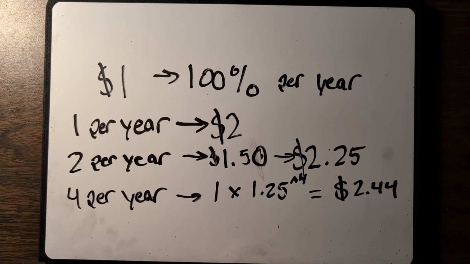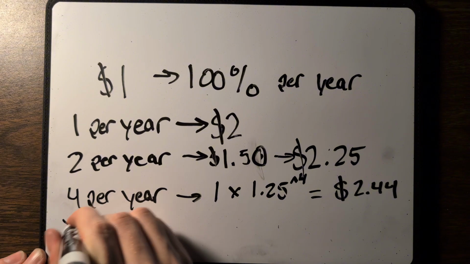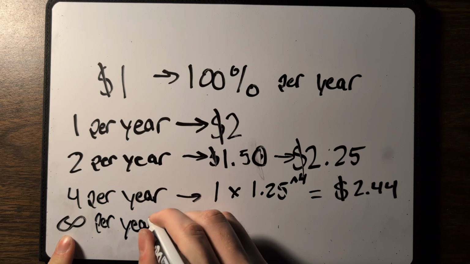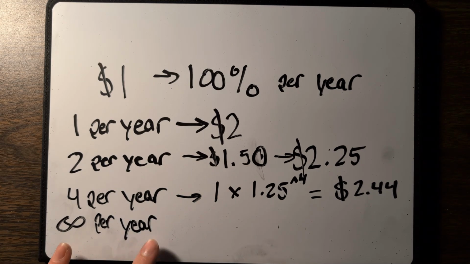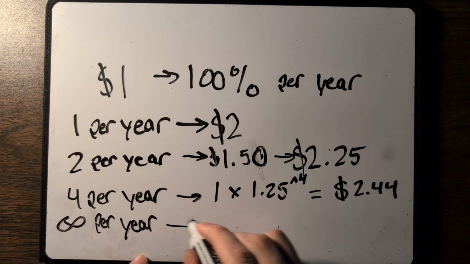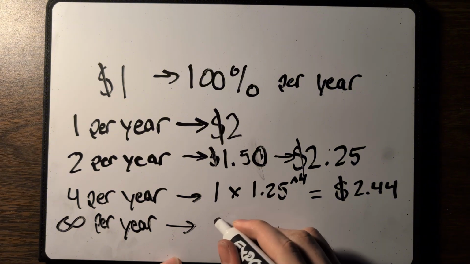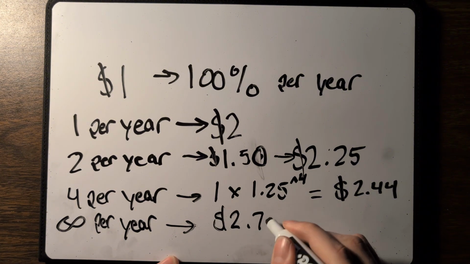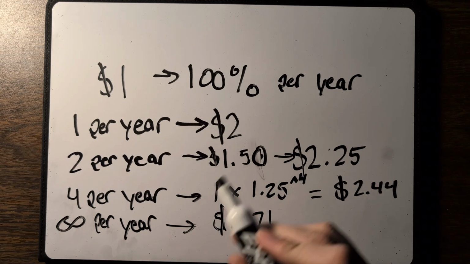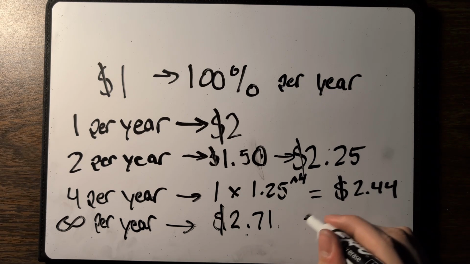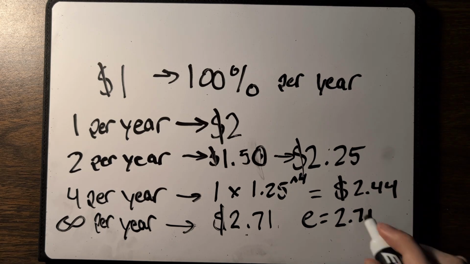If we continue on and continue on, what if we calculate this interest an infinite amount of times per year? Seems weird, but this is what's known as continuous compounding. So continuous compounding interest, given our previous conditions, will yield about $2.71 at the end of the year. Now, this might look familiar. This is just about what e is equal to.